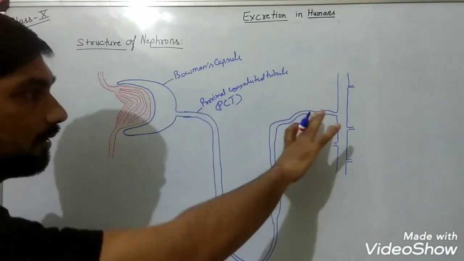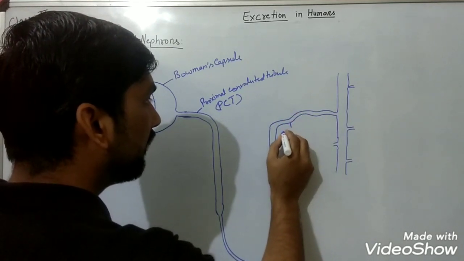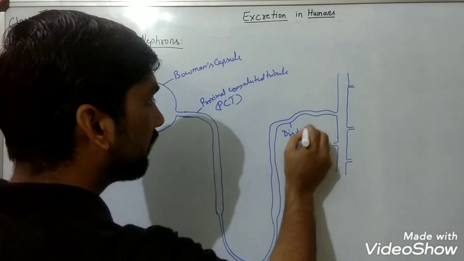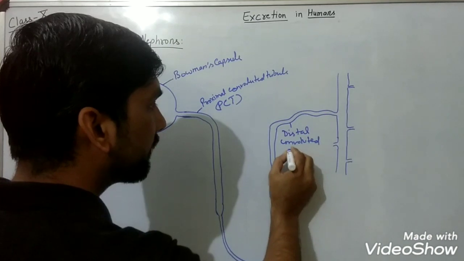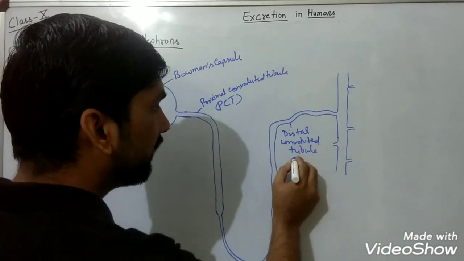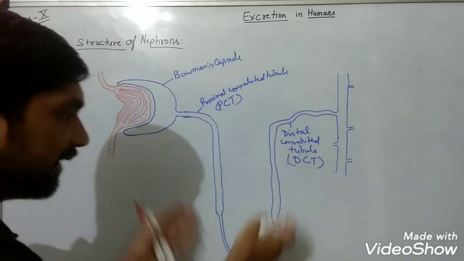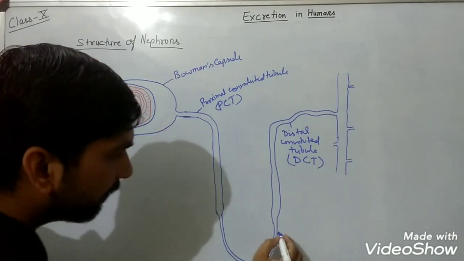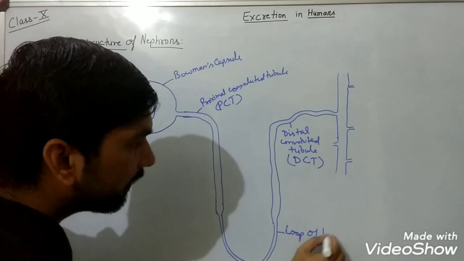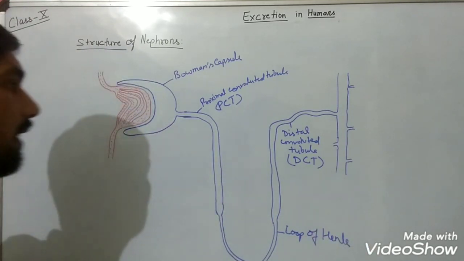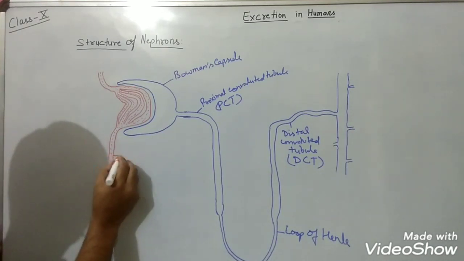This is the distal part, the exterior part. So this is known as the distal convoluted tubule, or we can also call it DCT. The U-shaped structure of this tubule is known as the Loop of Henle. And this is the renal artery, which brings the blood into this nephron.